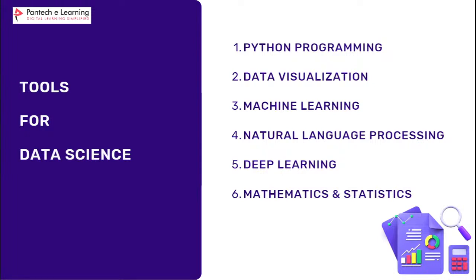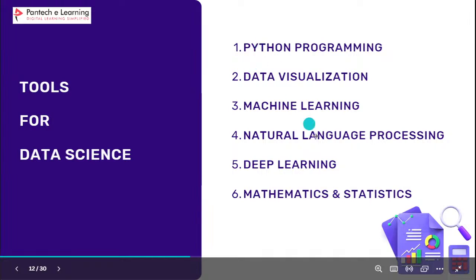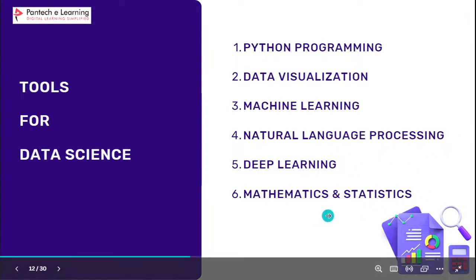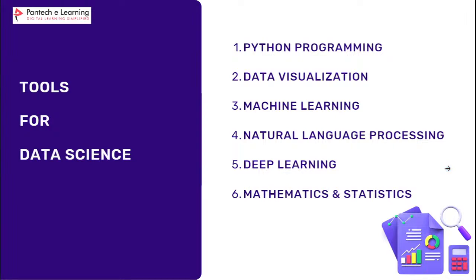If you want to get further in data science, basically you need to know these 6 tools. Python is needed, data visualization is needed, machine learning, NLP, deep learning, and also mathematics and statistics are needed. These are all basics. If you know about these, then only you can easily understand data science, right? These are also tools for data science.